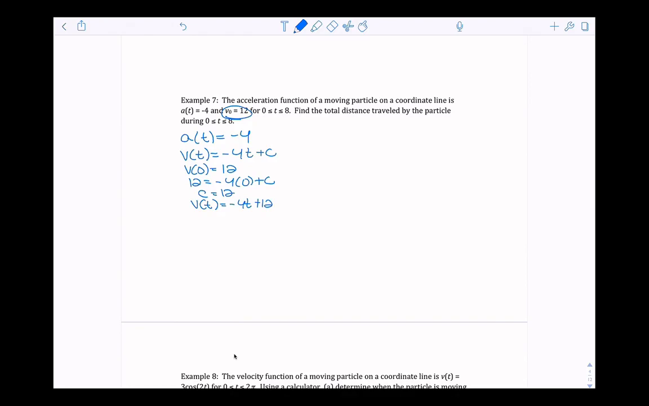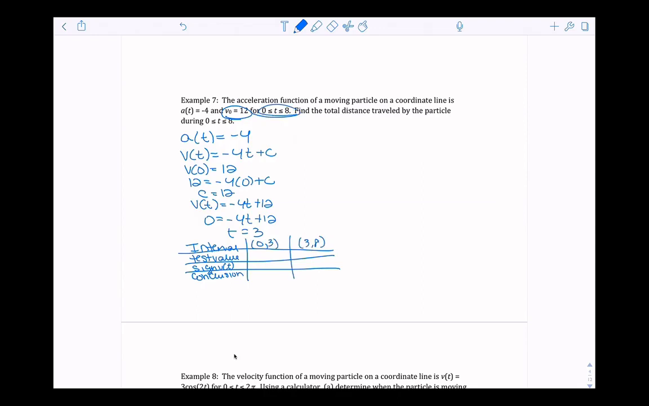And then I want to figure out where the particle moves to the left, so I'm going to set this equal to 0. So t is equal to 3. So now I'm going to go interval, test value, sign of v of t, and conclusion. Zero to 3, and then 3 to 8, because that is my interval here. So I'm going to pick like t is equal to 1 and t is equal to 4. So my velocity is bigger than 0, and then my velocity is less than 0. So this is right and left.